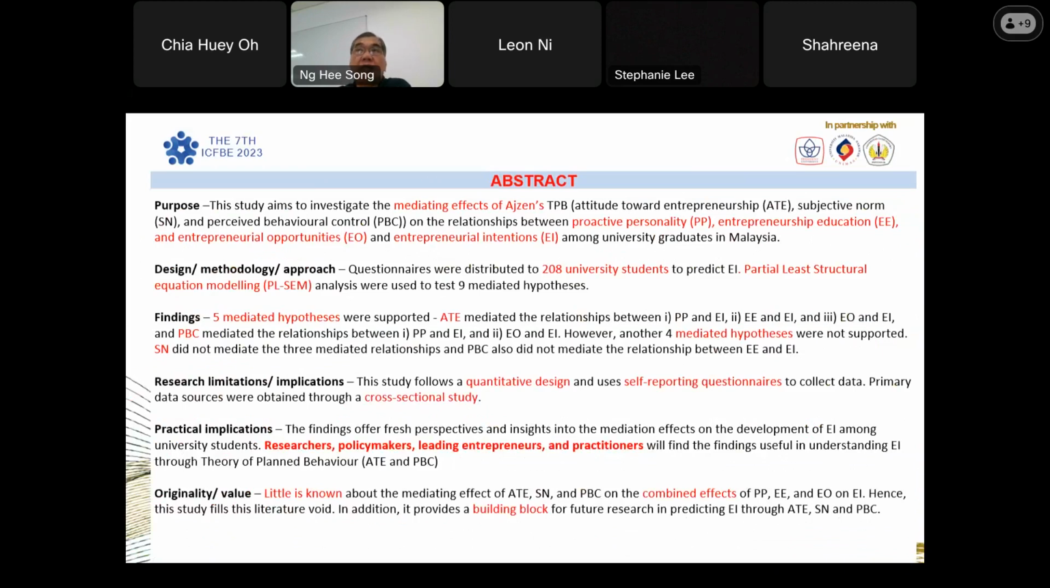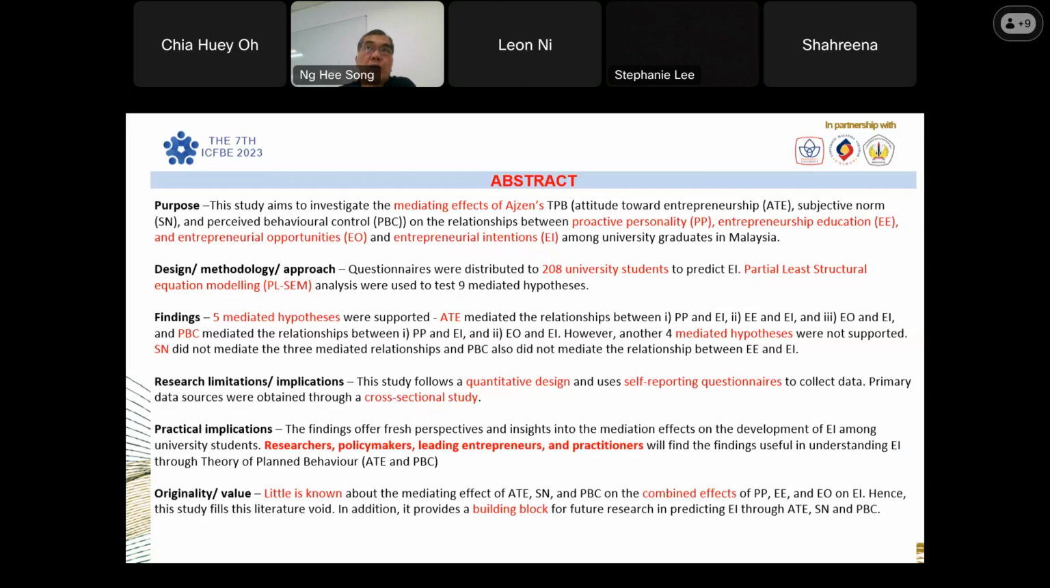So I have 5 hypotheses which are supported out of 9, and my study is based on quantitative study. My finding is that attitude plays an important role. Perceived behavior control also plays an important role. Subjective norm did not play an important role in mediating the 3 IVs to the DV. So the research limitation comes back to the question of sample size and also the self-reported questionnaire.